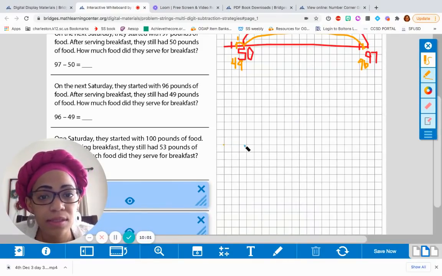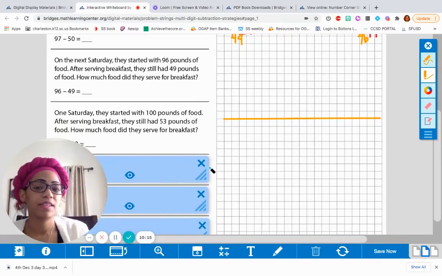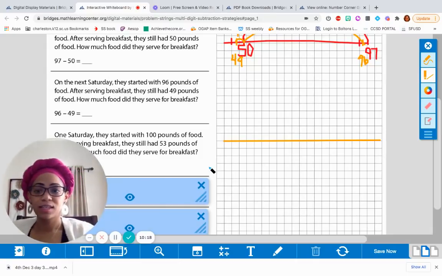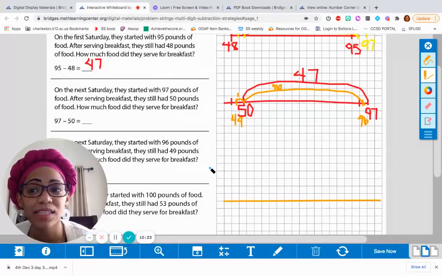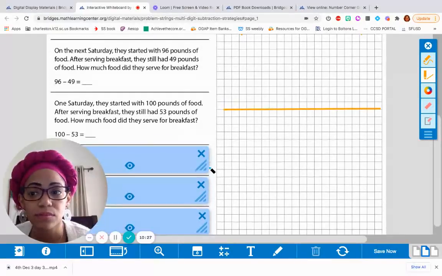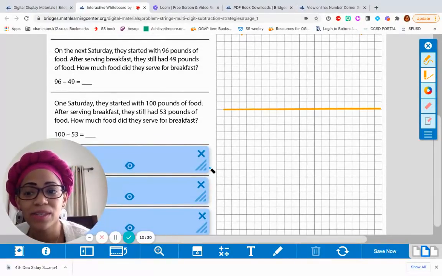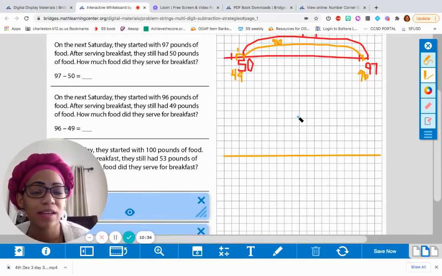How are the numbers 153 related to 96 and 49? Or even we could go back to our original problem and we can say 95 and 48. But let's stick with 96 and 49 since we just solved 96 and 49 and we got 47.